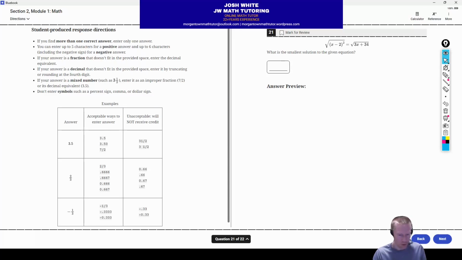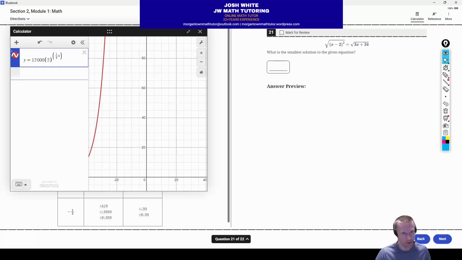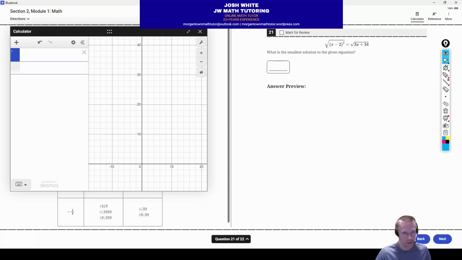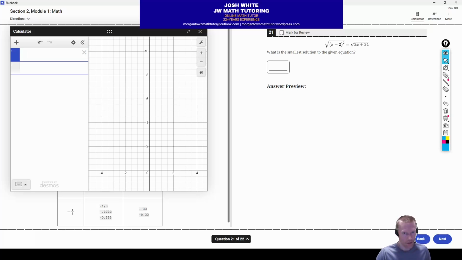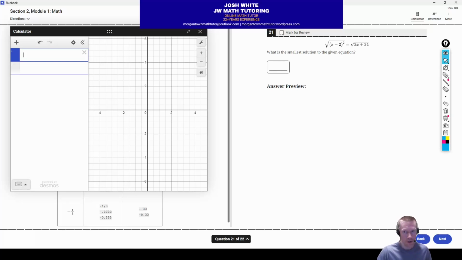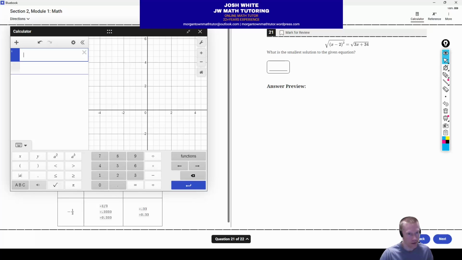All right, now number 21. Here we have a radical equation. First of all, I want to know the smallest solution. Again, we can do this all in Desmos, so I'll show you that method before doing it by hand. Zoom in so we get some smaller numbers here. All we have to do is graph each side of this equation and see where they intersect.